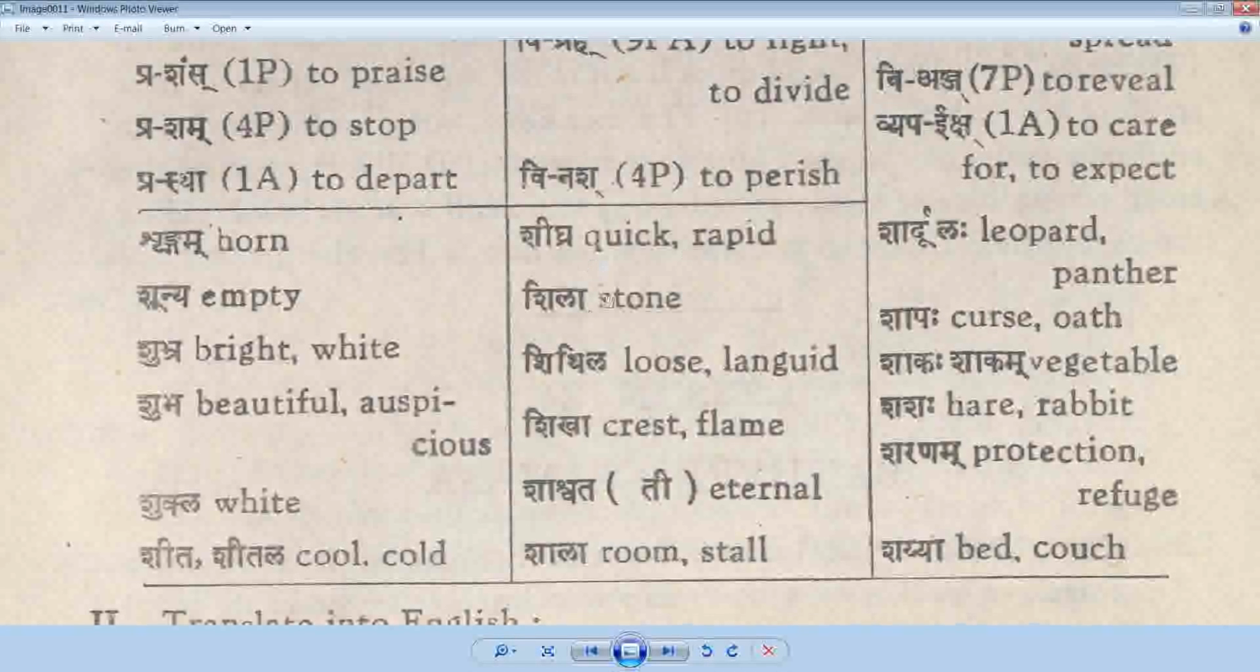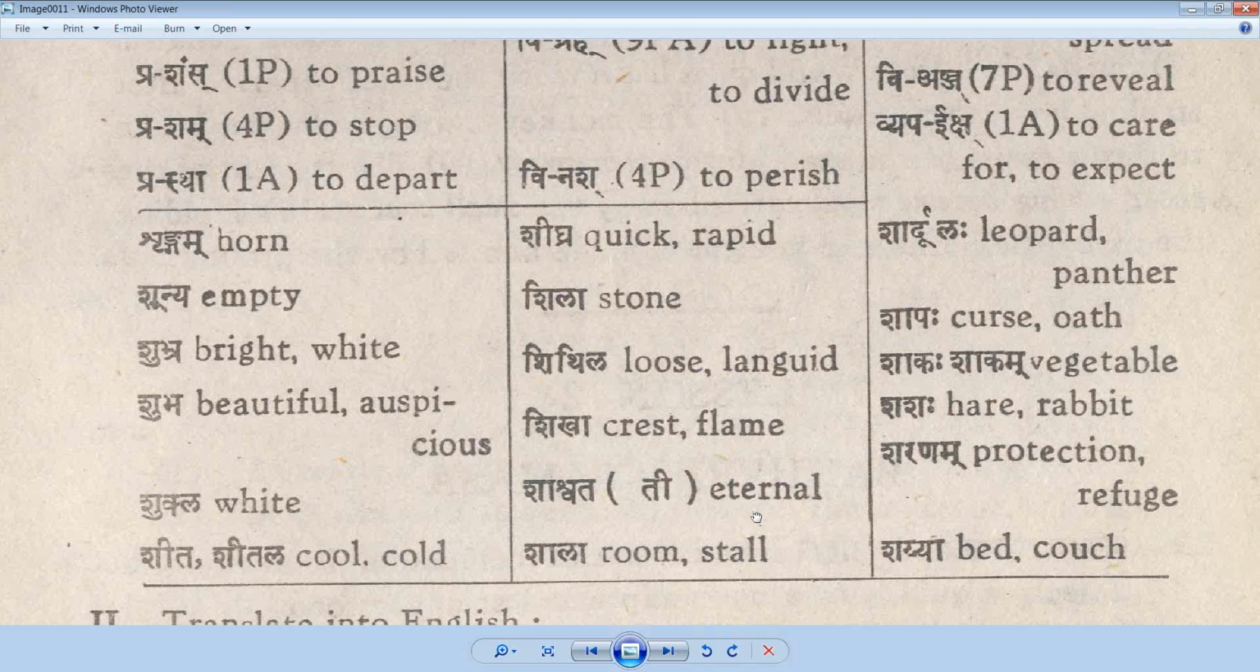Shighra is quick, Shila is stone, Shithila is loose, without firmness, lifeless, very slow, dull, languid. Shikha is, of course, also a crest or a flame. Shashvata is eternal. You're going to see it today in the class. Shala is a room, a stall. Shardula is a leopard, panther. It's going to be a tiger also, I think it means. Shapa is a curse. Shaka, Shakam, vegetable. Shasha is a hare. Sharanam is protection, refuge. Shayya is a bed.